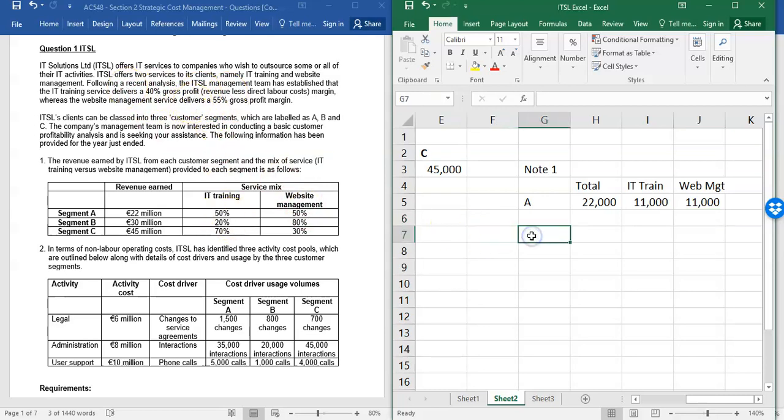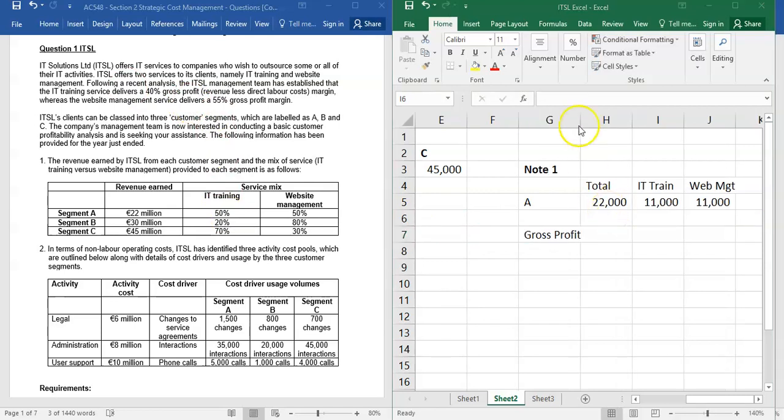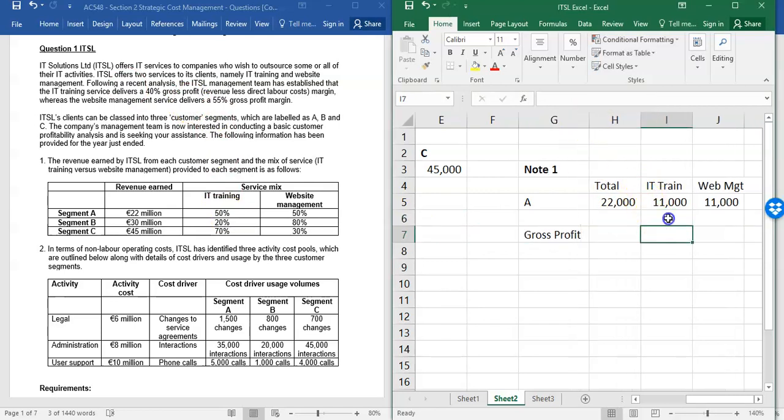So what we're saying here then is the gross profit. The margin on IT training you're told is 40%. Let's just put that as a percentage. And then it's 55% for web management. So all else being equal, web management is more profitable on a margin basis. And if 11 million revenue is coming from IT training, you multiply that by 40%, so your gross profit after you take off your direct labor costs associated with that service is 4.4, and your gross profit for web management is that times 55%.